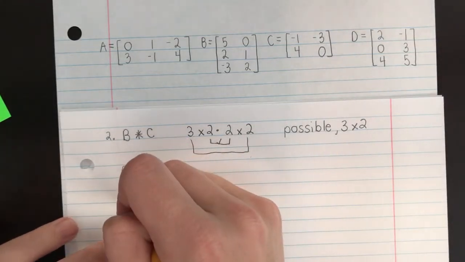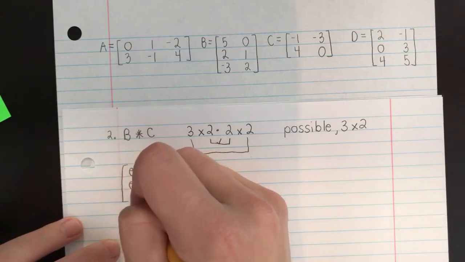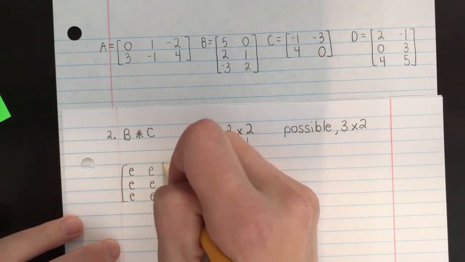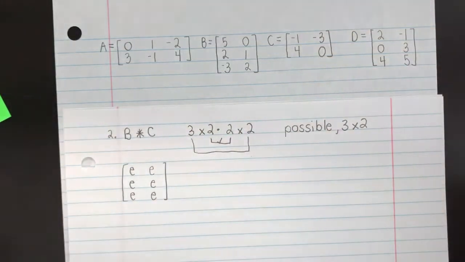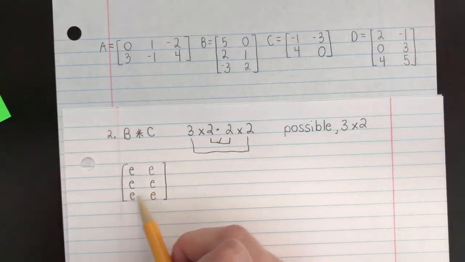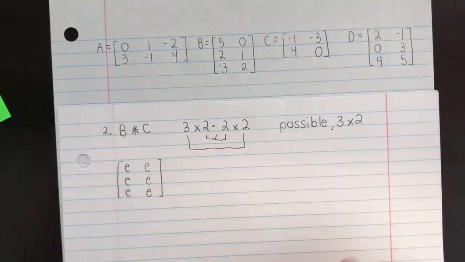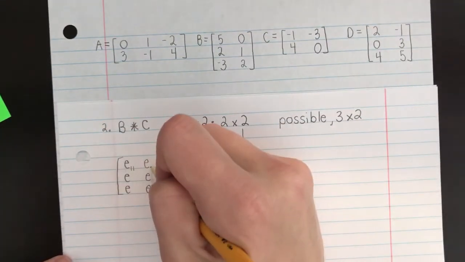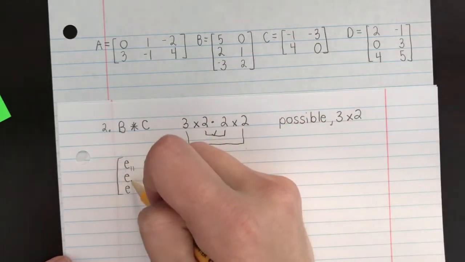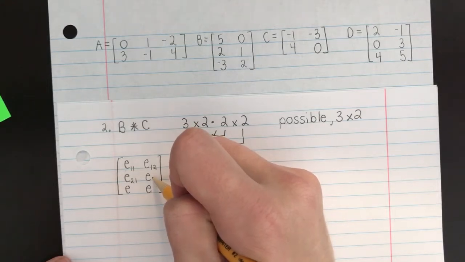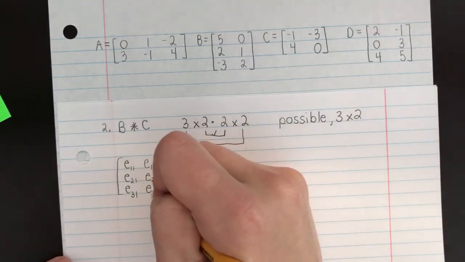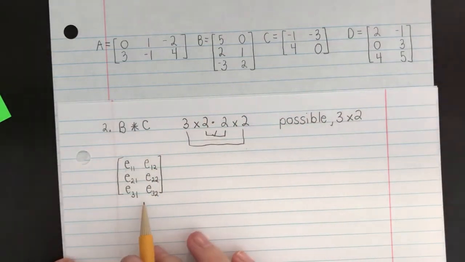So I'm going to draw myself a 3 by 2 matrix, 3 rows with 2 columns, right, and put my little elements inside. My E, because I don't know what goes there, but I know there's going to be an element here, here, here, here, here, here. Okay, and I'm going to give their location. So this element is in the location of row 1, column 1. This one is in row 1, column 2. This one is in row 2, column 1. This one is in row 2, column 2. This one is in row 3, column 1. This one is in row 3, column 2. Okay, so now I've named my elements.